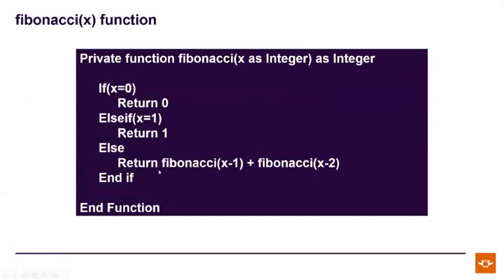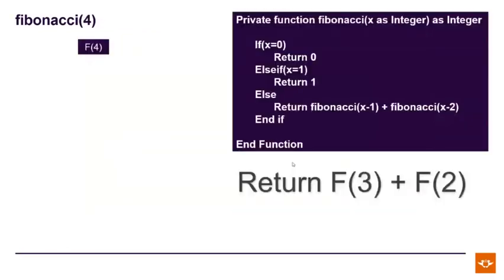Notice there's no times anywhere. There's no x here. It's just Fibonacci plus Fibonacci. So it's not the whole sequence added up. It's just the previous 2 terms added together. It's always just the previous 2 terms added together. So let's look at an example of Fibonacci of 4.